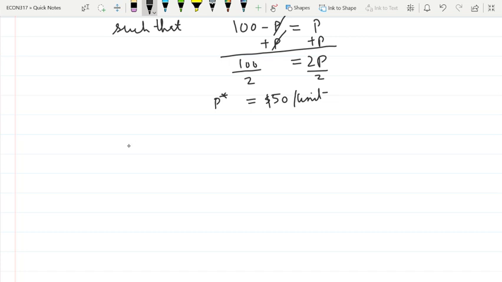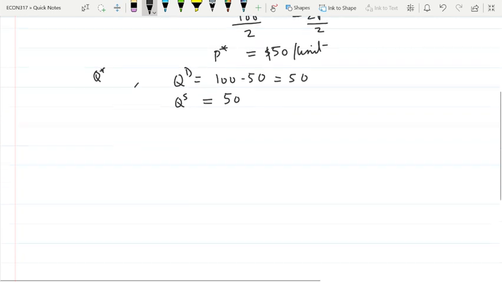Once I know the price, I can go back and compute the quantity Q star from either the demand. So from the demand I know QD is 100 minus price 50, so I get 50. I could have done this even from the supply to obtain the same answer. Supply would give me QS equal to the price, which is 50. So now we have the equilibrium outcome.